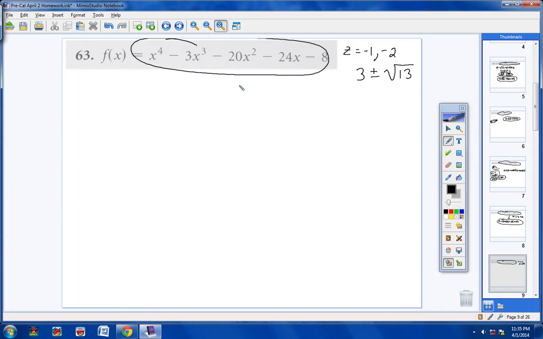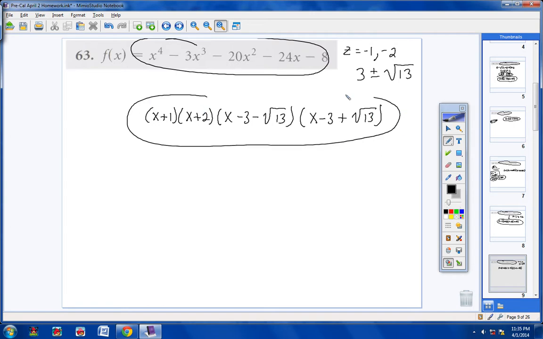So, if one of your zeros is -1, we're going to put x plus 1. If one of your zeros is -2, we're going to put x plus 2. If one of your zeros is 3 plus the square root of 13, I'm going to put x minus 3 minus the square root of 13. If one of your zeros is 3 minus the square root of 13, then I'm going to put x minus 3 plus the square root of 13. All right, so there we go.